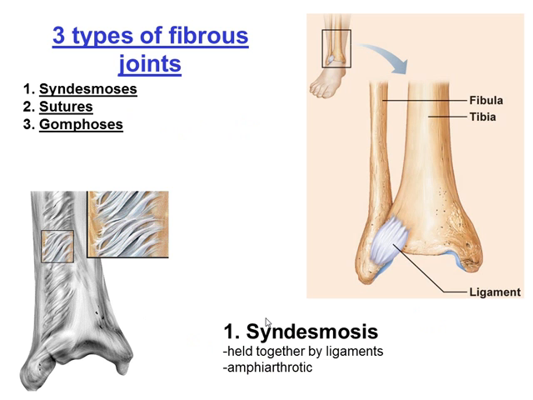Okay, so let's talk about three types of fibrous joints. That means they're connected by fiber. You have what are called syndesmosis, sutures, and gomphosis. A syndesmosis is something held together by ligaments, and it's amphiarthrotic. It means it moves just a little bit. A great example of that is the connection between the fibula and the tibia. You have these little pieces of fiber that connect these bones and allow them to slightly move against each other. When you're standing up and balancing, those bones will slightly move to help you stay balanced. They don't move a lot, just a little bit.